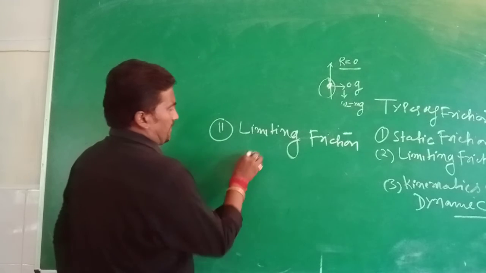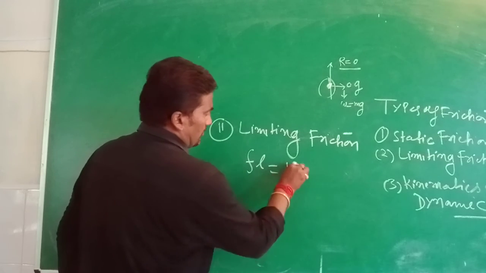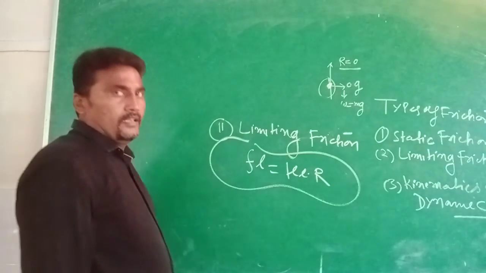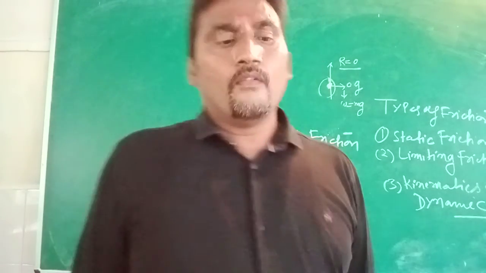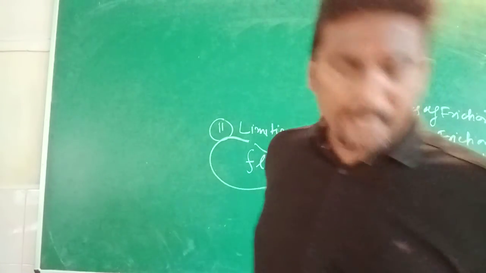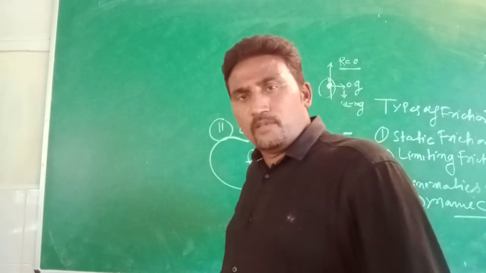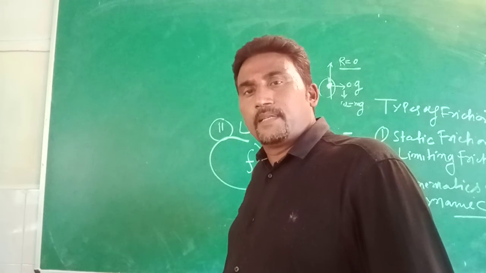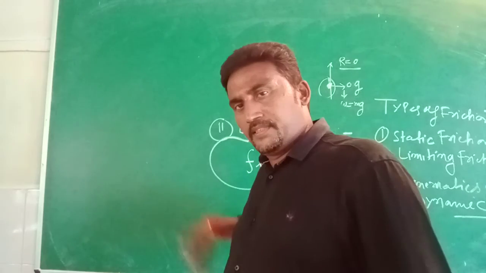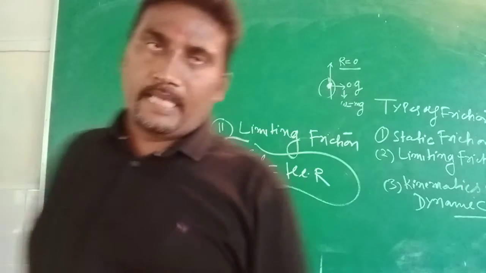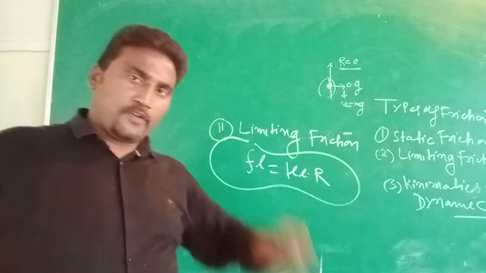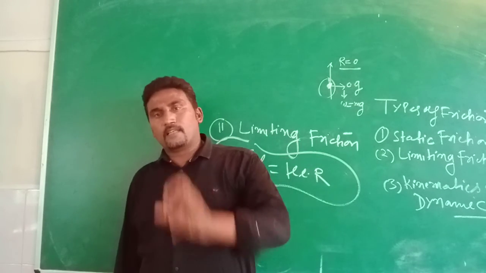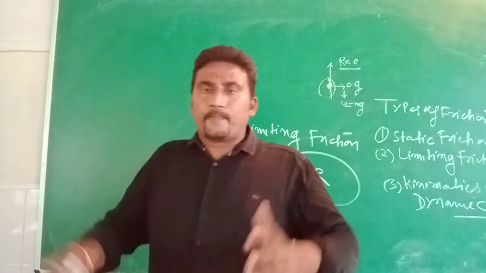It is generally represented by FL is equal to mu L into R. What is the FL? FL is generally represented the value of the limiting friction. Capital R, we know that in the previous static friction, that was represented by the coefficient mu S. In same manner, the mu L is also behave as the coefficient of limiting friction. And capital R, that was the normal reaction force of the body is applied it.